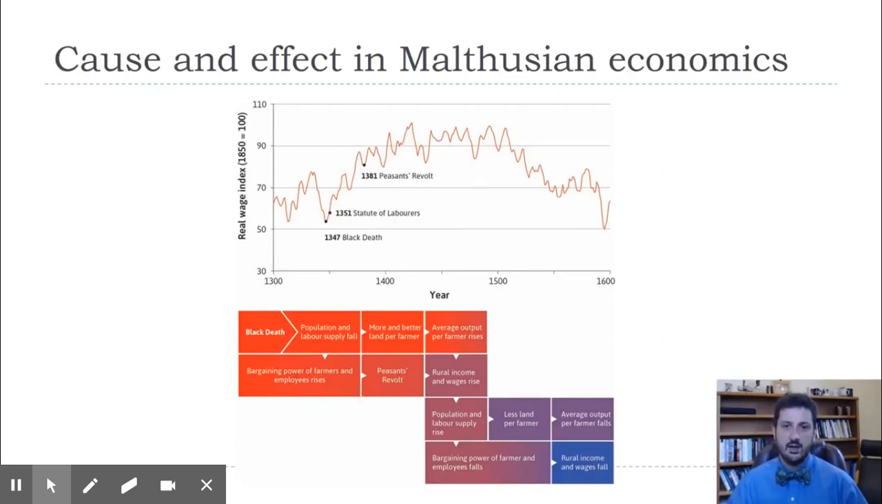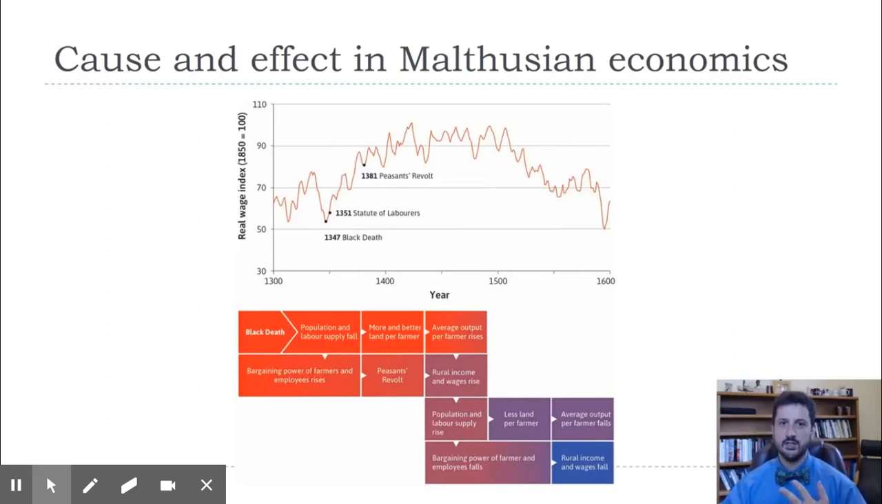We had this horrendous event of the Black Death, which wiped out a huge amount of the population all over Europe after coming from China, where it did a very similar thing. That meant that there was more and better land for farmers. It also meant that peasants were more powerful. There was something called the Peasants' Revolt in 1381 that gave them some more rights, gave them some higher wages.